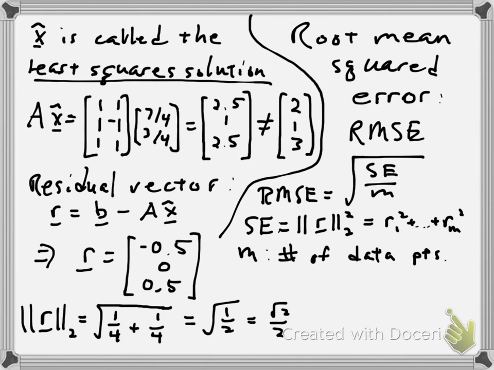For this problem in particular, our root mean squared error computes to be basically the sum of squares that we had underneath the square root in our computation of the 2 norm of r, divided by 3. So if we take our 1/2 and divide by 3, and put that in the square root, you see that the root mean squared error is the square root of 1 over 6, and this is approximately equal to 0.408.